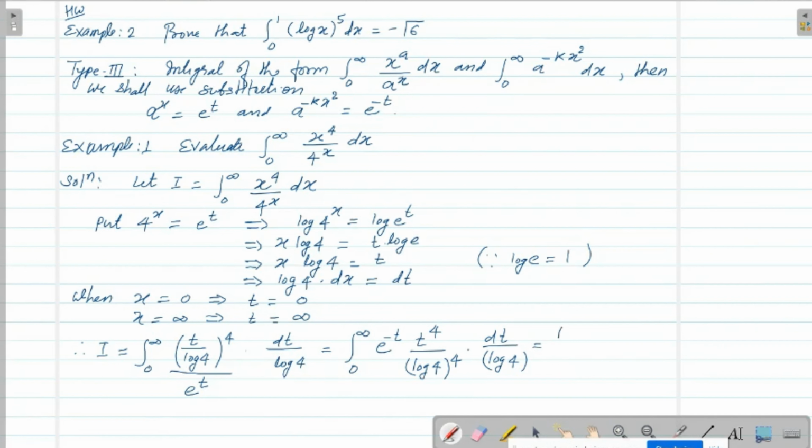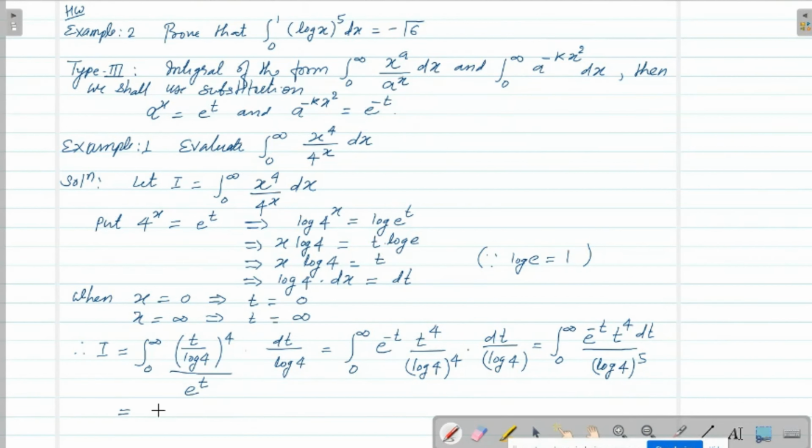So this is integration of limit 0 to infinity e raised to minus t into t raised to 4 and dt. And the power will be what? Log 4 to the power 5. Here, this is log 4 to the power 4 into log 4 to the power 1. The base is same, so the power will be added. This is the constant, there is no t, so keep it aside.